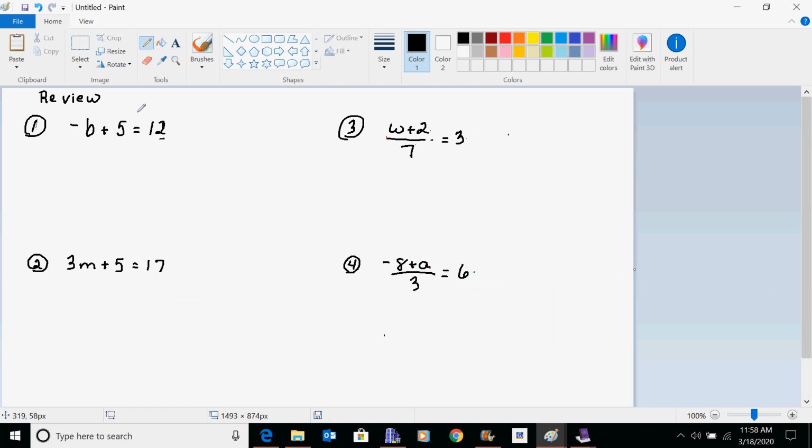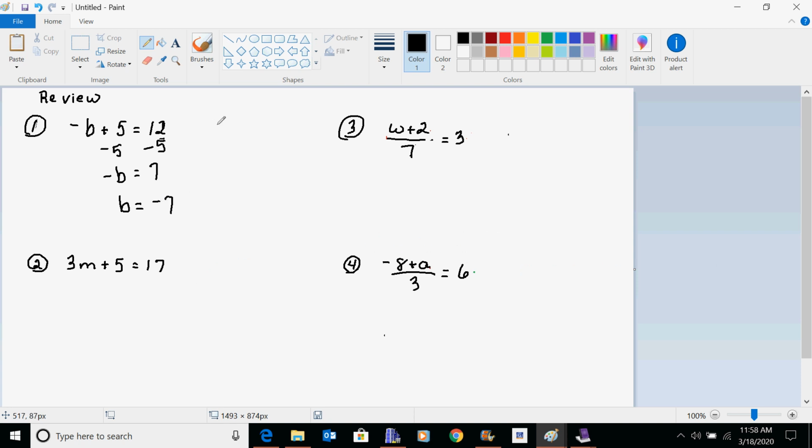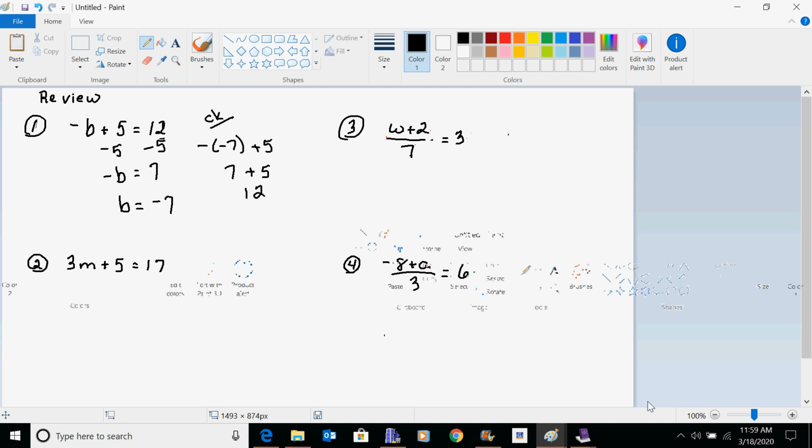And your video would be paused now, but right now I'm going to move right along and remind you that you can subtract 5 from both sides. Remember, both sides always for everything. That gives us that the opposite of b is 7. That would mean that b would have to be -7. In order to check it, don't forget you plug it back into the original equation. Minus -7 plus 5. Minus negative makes +7 plus 5, that will equal 12.